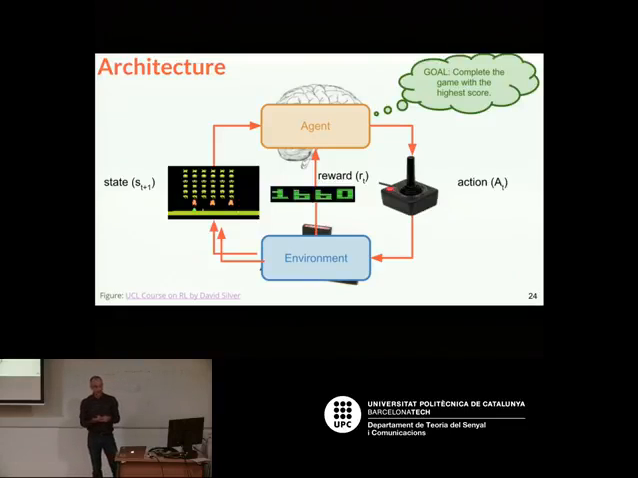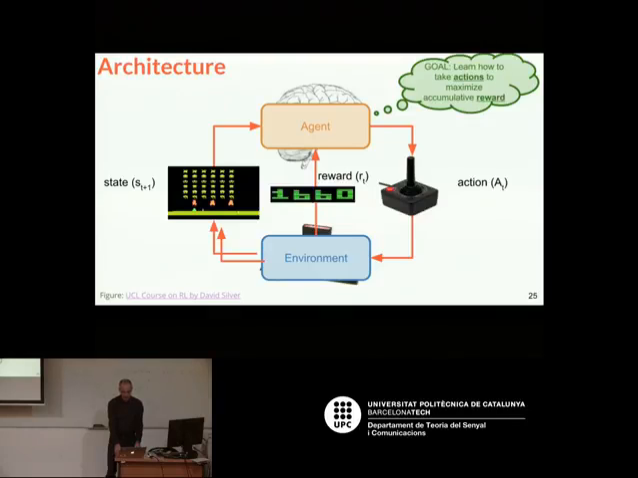The goal for the agent is to complete the game, in this case, with the highest score, and so that's how we learn to play video games, and that's how the system should learn to play as well. Another way of formulating this goal is that the agent must learn how to take actions that will maximize the accumulative reward.